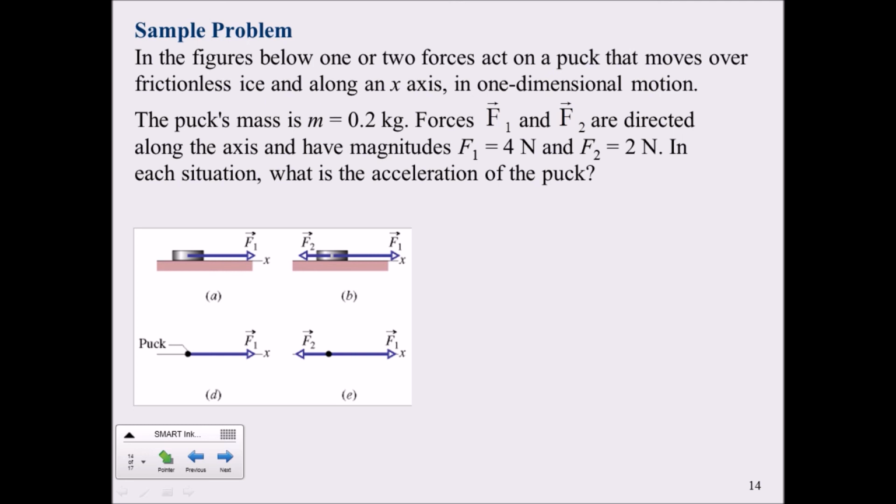F1 is to the right with a magnitude of 4 newtons. F2 is to the left with a magnitude of 2 newtons. And we're going to calculate the acceleration of the puck in each of the situations. So looking at this, if I fill in the values, F1 is 4 newtons.